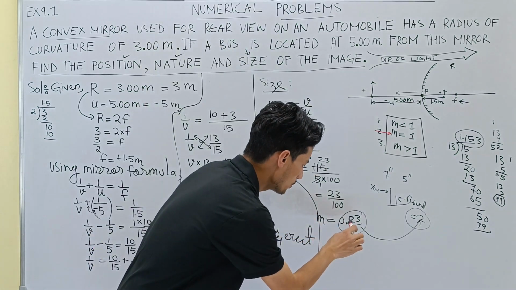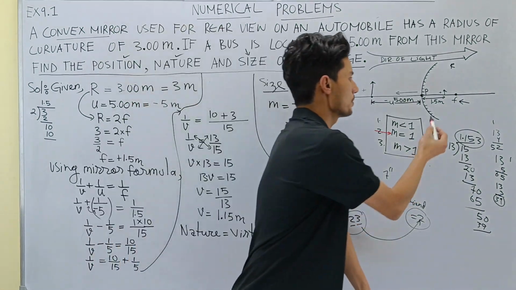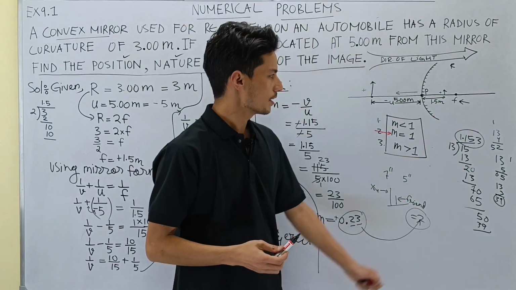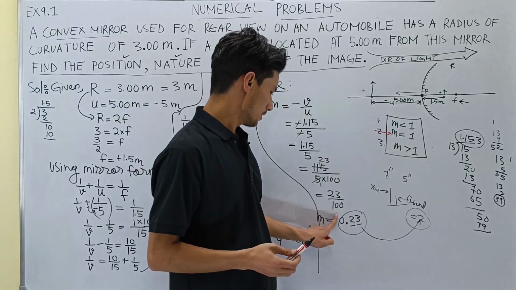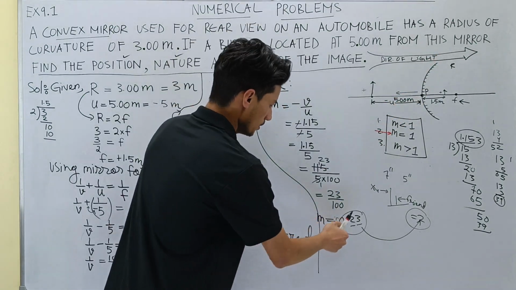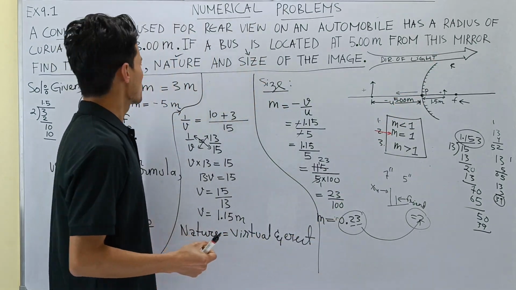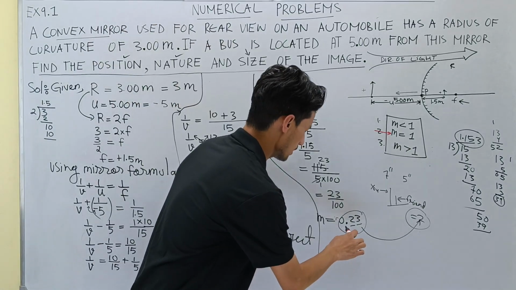Now the value of this is plus. It's a positive value, indicating that the image is upright. Positive magnification, the sign is plus, so the image is upright. All right, so that's it. This is what we were supposed to find. We have found the position, nature, and size of the image. So the size of the image is this one.